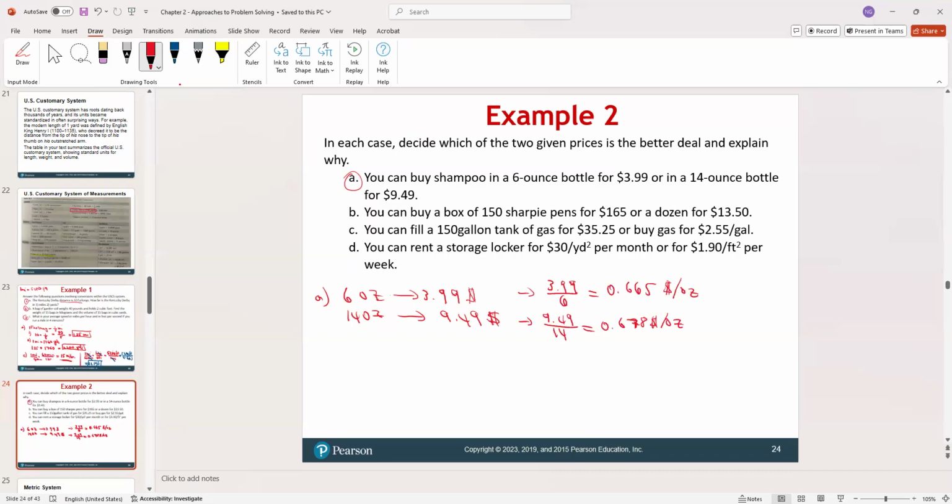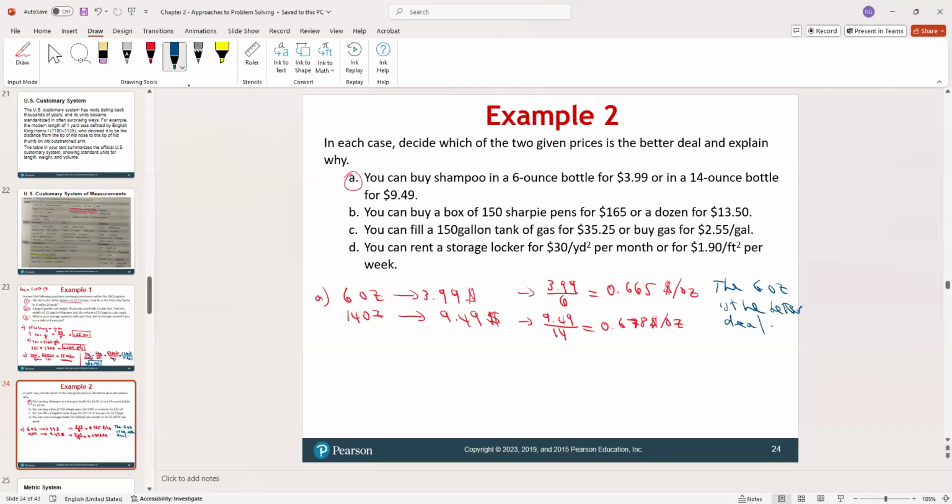Do not take the one that is more expensive, because you are the customer. Do not take the one that costs 67 cents. Take the one that costs 66 cents, because the 6 ounces is a better deal for the customer. The 6 ounces is the better deal, right? Because you need to make sure you are the customer. Very important, right? So that's the way we can decide.